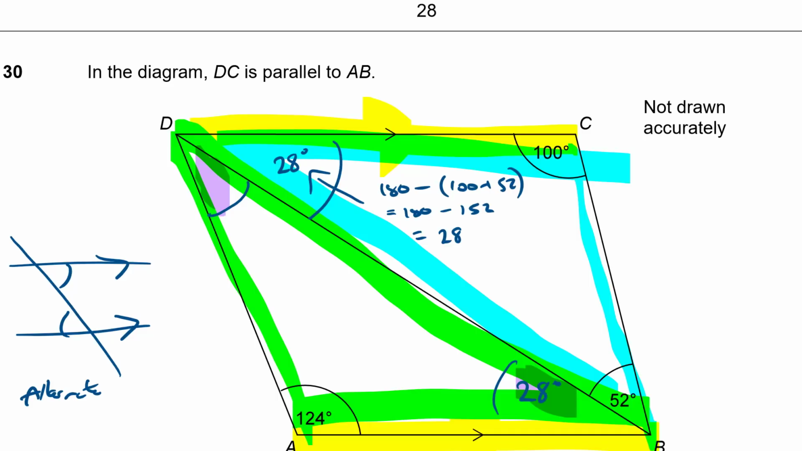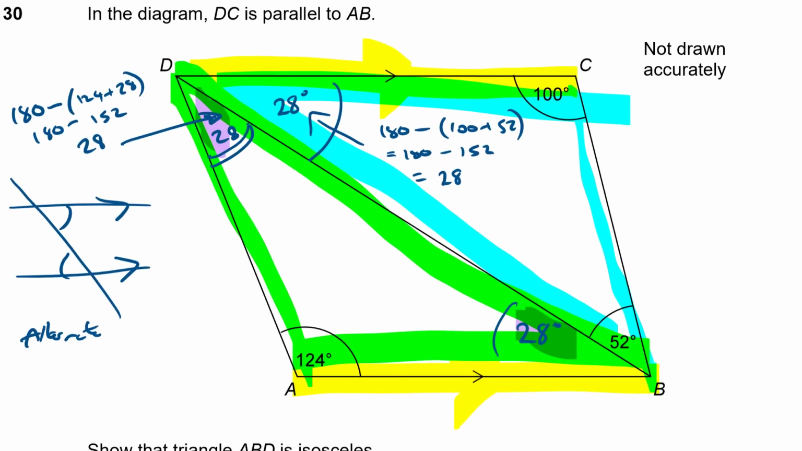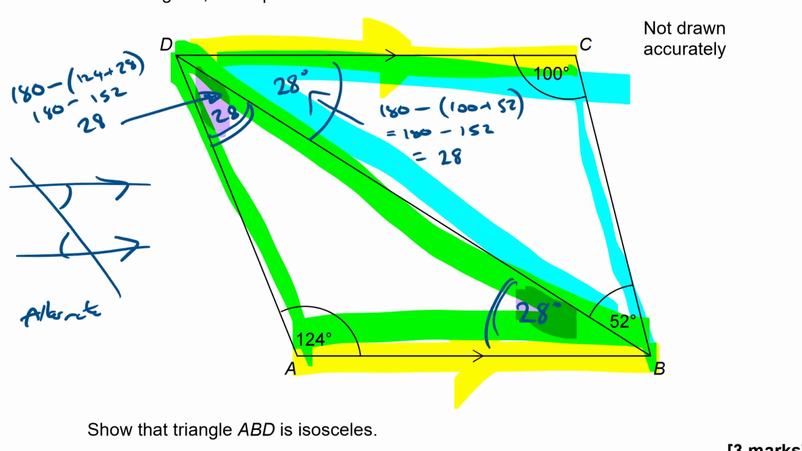So I now know that that angle there must be 28. So then this angle up here, again, is going to be 180 subtract the other 2. So 180 subtract 124 plus 28. So 124 plus 28 is what? 124, 144, 152, isn't it? 180 minus 152. Oh, look, that's equal to 28 as well. That's also equal to 28. Okay, so we've shown then that both angles are 28 and therefore it is isosceles.